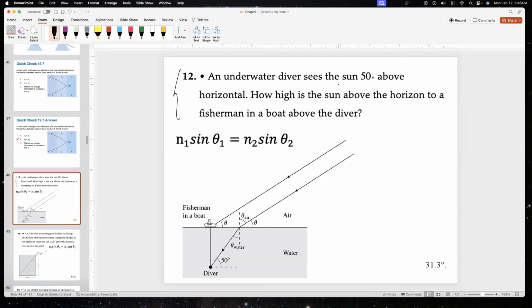So the underwater diver sees the sun 50 degrees above the horizontal. Okay, so how are we going to do this? The diver is here, right?